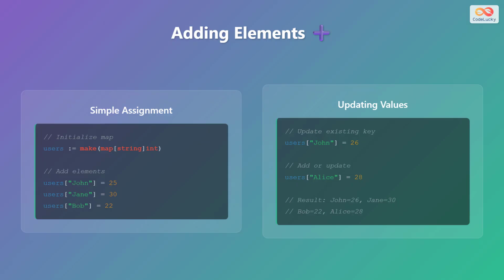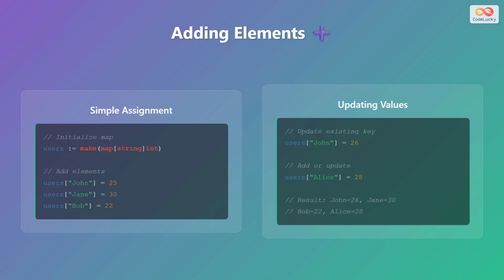Let's see how to add elements to a map. The easiest way to add elements to a map is by simple assignment. First, initialize the map using the make function. For example, users = make(map[string]int). Then, add elements to the map using the syntax users["John"] = 25, users["Jane"] = 30, and users["Bob"] = 22.